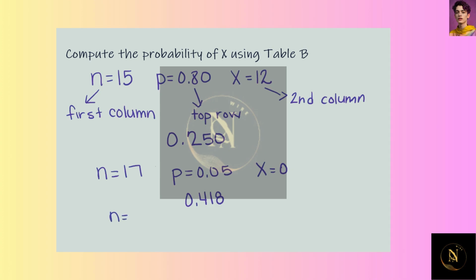For our next example, we have n equals 20, p equals 0.50, and x equals 10. You look at your chart for where n equals 20, then you go to a probability of 0.50, and you go down to x equals 10, and you see that the table tells us the probability is 0.176.